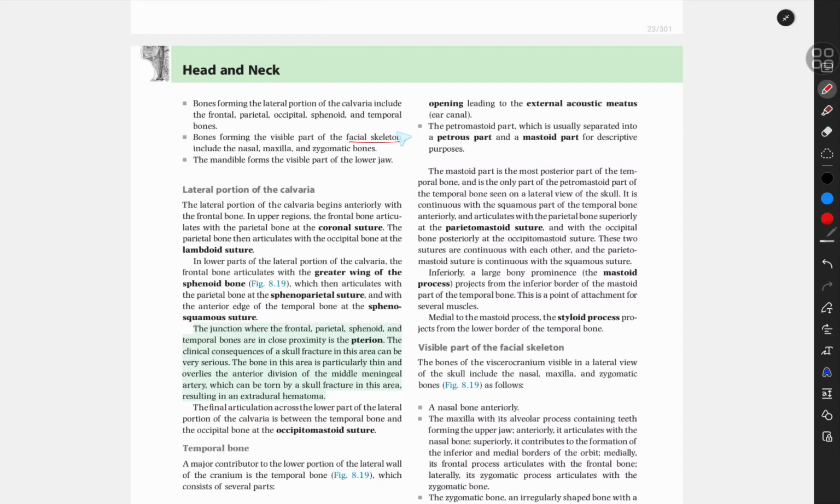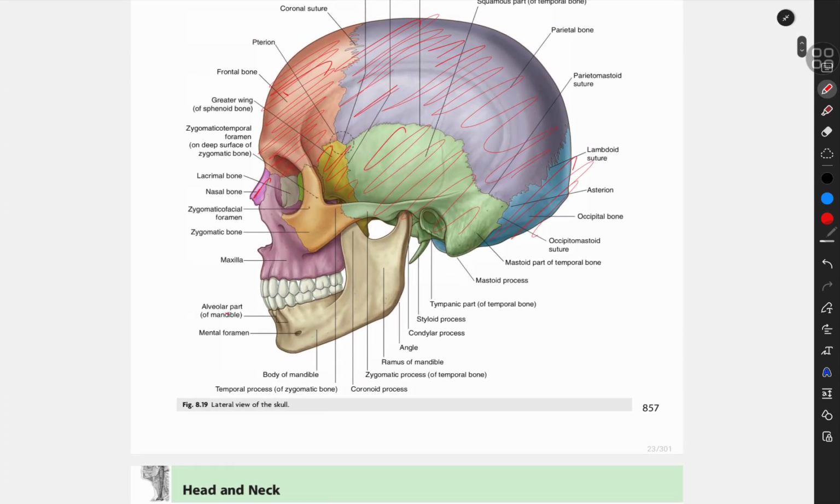Bones forming the visible part of the facial skeleton include the nasal, maxilla, and zygomatic bones. Nasal, zygomatic, maxilla. I can also see the lacrimal bone. And the lateral part of the maxilla, mandible.